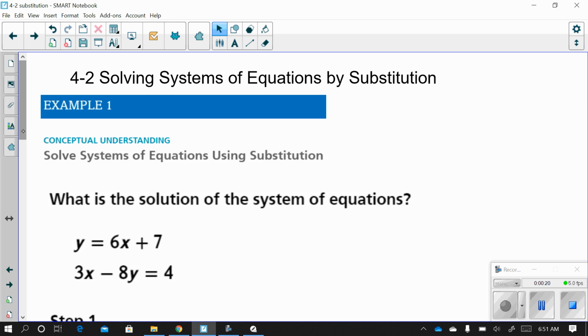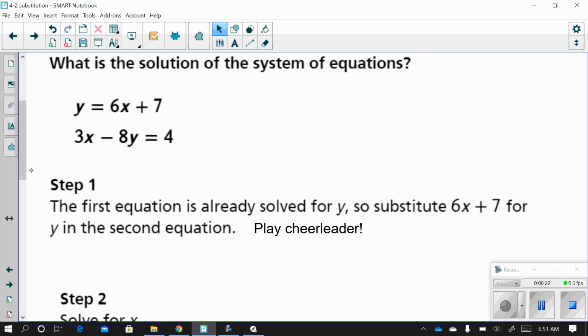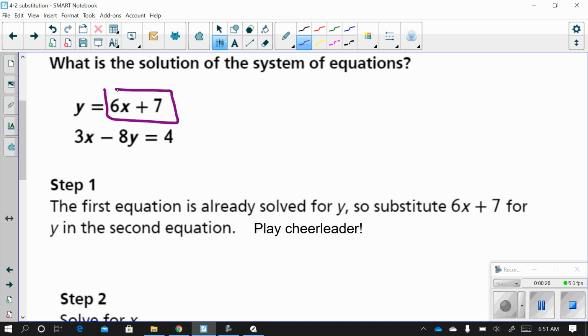Okay, so to solve, our first step, notice our first equation is already solved for y. y equals 6x plus 7. So we're going to take the 6x plus 7 and stuff it in for y in the second equation. Okay, we're substituting it. I sometimes think of this as playing cheerleader. I say y, you say 6x plus 7. Like you say blue, I say gold. Blue, gold, blue, gold, you know?